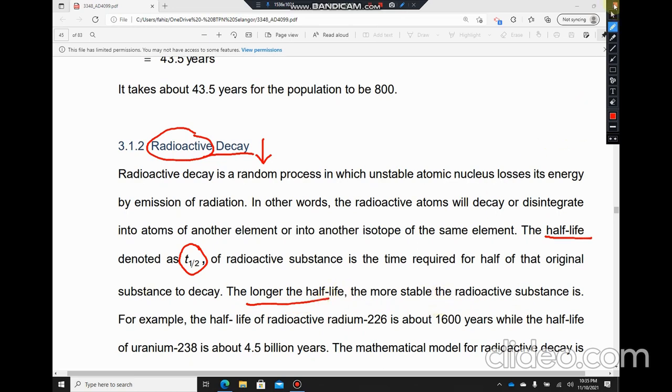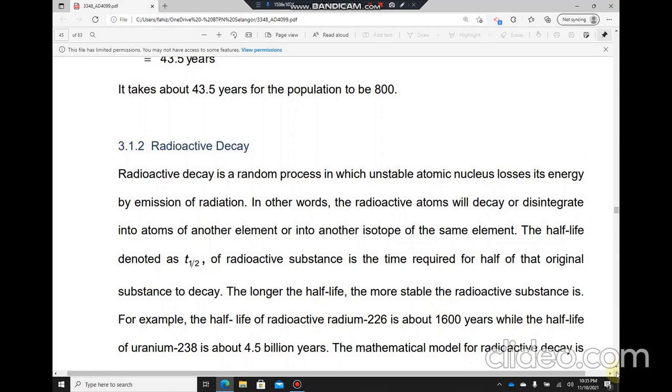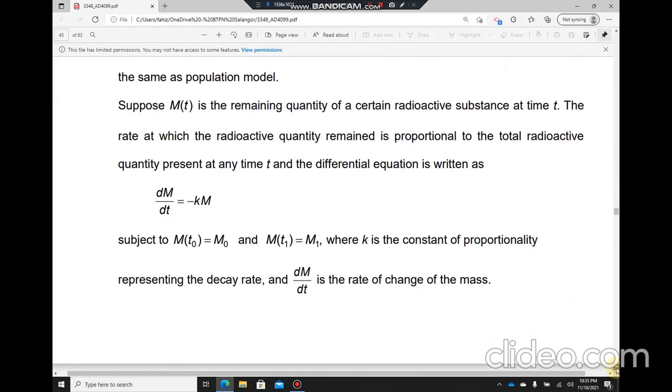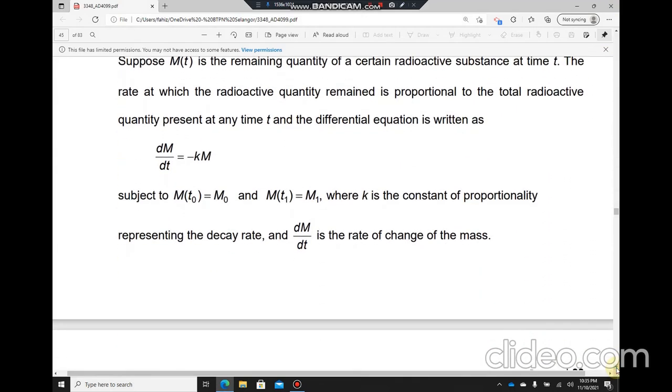If you can see here, for radioactive decay, we use M. Suppose M(t) is the remaining quantity. So for radioactive decay, we use M, whereas for population, we use P. So it is still the same equation.